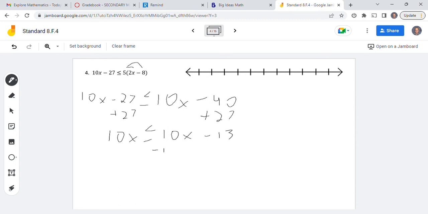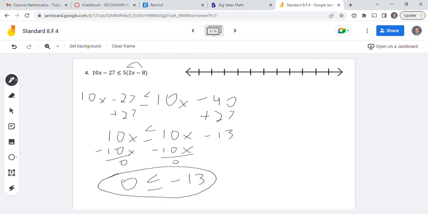We'll subtract that 10x on both sides. The variable is going to disappear in both places. We get a 0, so that leaves us with 0 is less than or equal to -13. Now the variable never mattered, it disappeared, and we end up with this, which is not a true statement. 0 is not less than or equal to -13, so there is no solution on this one. And if there is no solution, then we're not going to graph anything, so you just leave that blank.